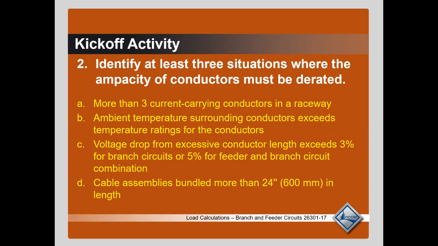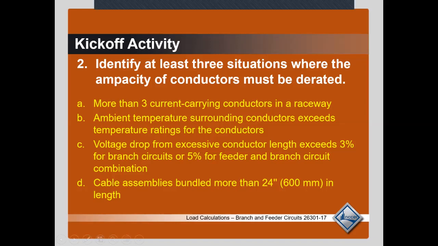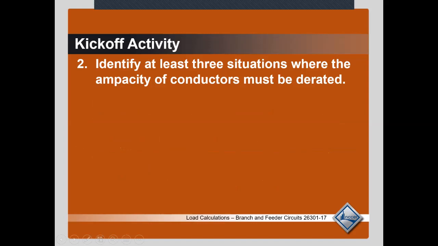It says no more than 3 current carrying conductors. That means 2 hots and a neutral in a raceway. Ambient temperature surrounding the conductor exceeds that rated of the conductors. You have a voltage drop, meaning you have an excess in length, how far away it is. And your cable assembly is bundled more than 2 foot in length. So if you got wires that are all bundled together and it exceeds 24 inches, then they're going to be derated based off of the electromagnetic field and the interference between them.